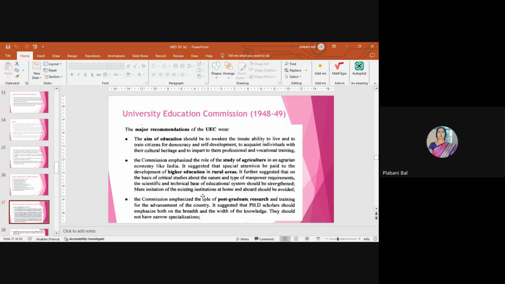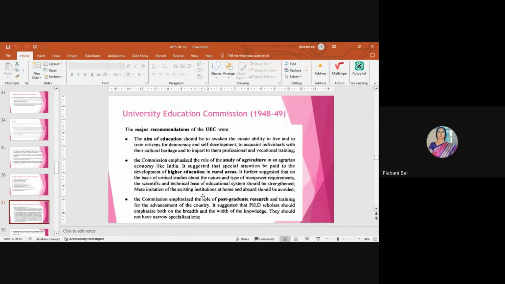The next recommendation was that overcrowding at universities and colleges should be avoided, and the number of working days should be increased. In the critical studies, they found that the number of working days in the universities was less than 120 days. So they recommended that it should be increased to a minimum of 180 days.